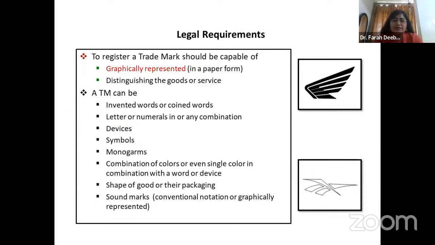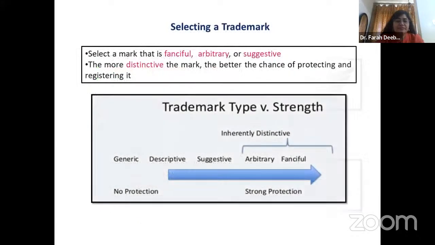To register a trademark, it should be graphically represented in paper form. So you see the simple black and white graphic, and you know it is Honda. It should be distinguishable from other available trademarks, like Adidas. So it's a simple graphic, but you know that this belongs to this company, and it should be able to be printed on it. If it's a shoe or a t-shirt, it should be able to be printed on that. So it can be words, devices, symbols, etc. We'll see the examples.